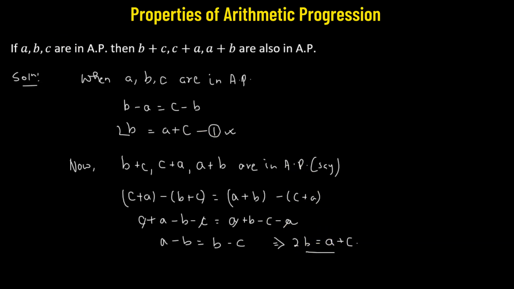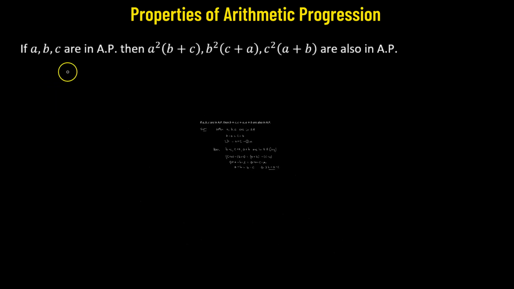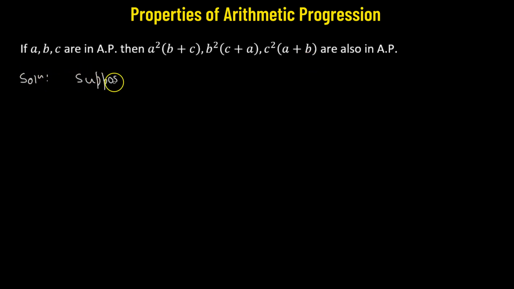Let's move on to the next problem. Problem number 2. Again, we have the same numbers a, b, and c that are in AP. Then we need to show that these three numbers are also in AP. So let's begin. So first, we will suppose that they are actually in AP. That means we have a squared times b plus c, b squared times c plus a, comma, c squared times a plus b. These three numbers are in arithmetic progression.